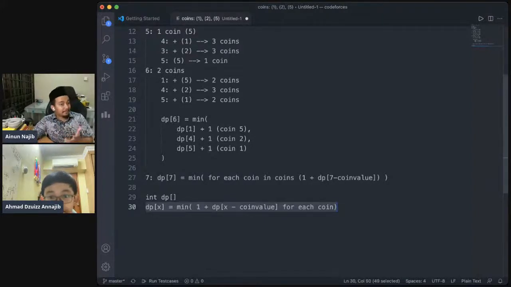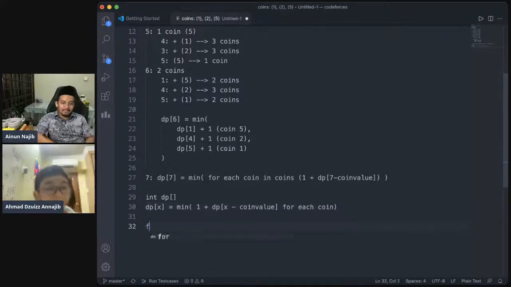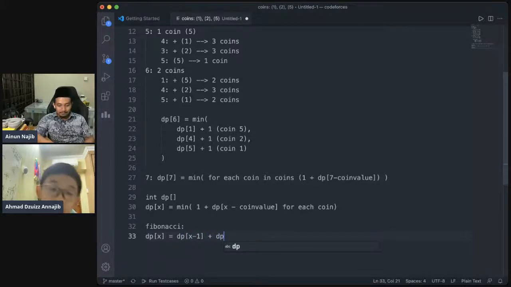Now, whenever you see a dynamic programming problem, you need to first find this relationship. One, how do you represent dp, how do you represent the state? And two, what is the relationship or the formula for the state? Just like Fibonacci, for example. Fibonacci is very simple. So dp of x is equal to dp of x-1 plus dp of x-2.